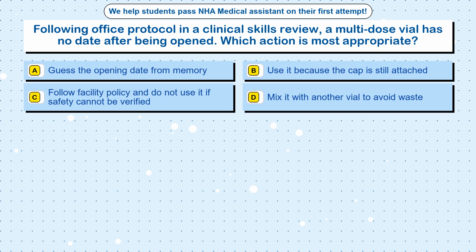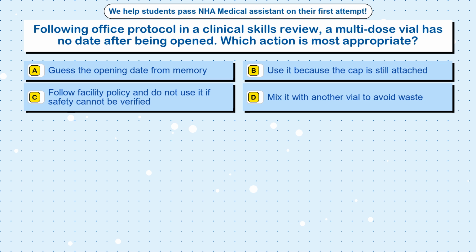Question 62. Following office protocol in a clinical skills review, a multi-dose vial has no date after being opened. Which action is most appropriate? Option A. Guess the opening date from memory. Option B. Use it because the cap is still attached.